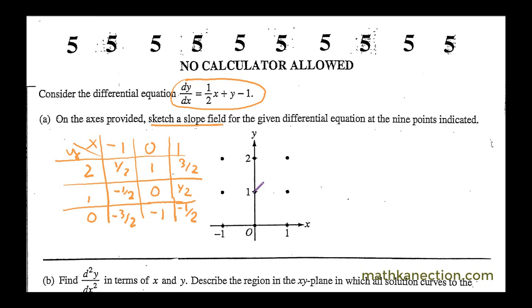So sketching the slope of 0, that'll be a horizontal tangent. Sketching the slope of 1 will be a positive slope. Then sketching a slope of 1/2 will be less steep than 1. Sketching a slope of 3/2 would be steeper than 1. Then sketching a slope of -1, so negative slope, the -1/2 would be less steep than -1. And the sketch of -3/2 would be steeper than the -1.